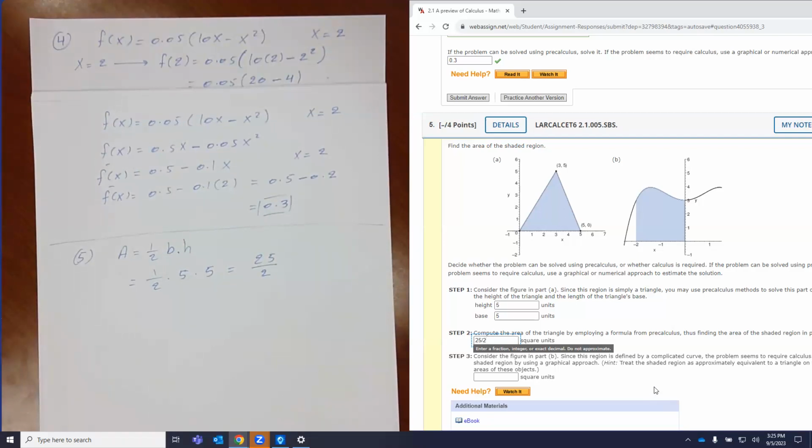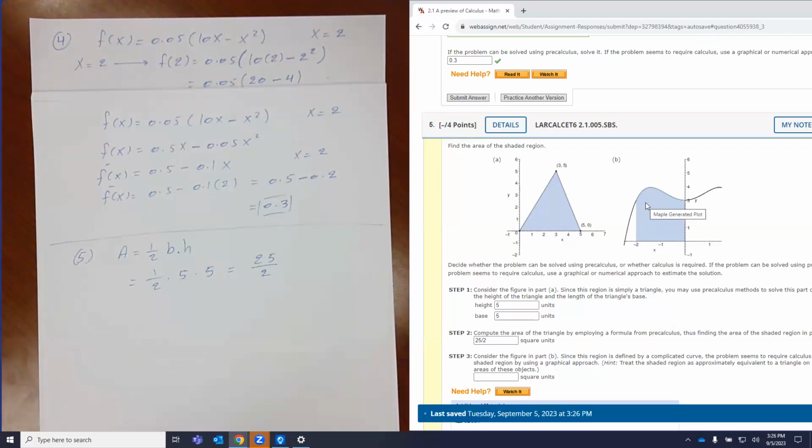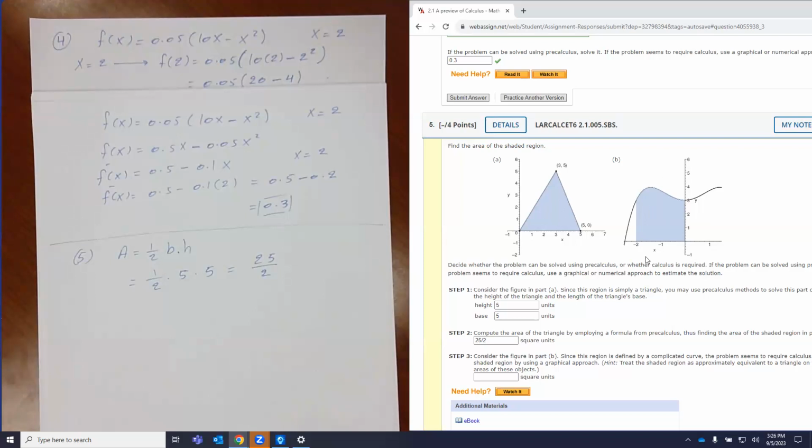Before I hit submit, let's check the next one. For figure B, we need to find the area only for this part. Check that's different. And that's what we're going to learn in section, I think, 5.2. But now we just need to find an approximate solution. If you look at this part, the x here, which is the shaded part, goes until 2.